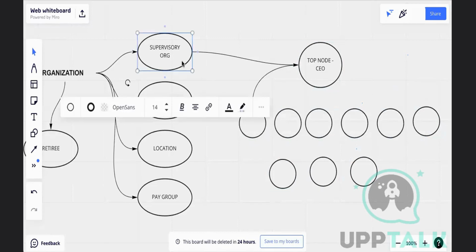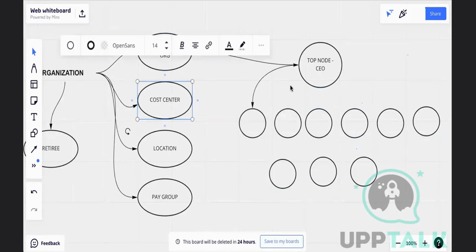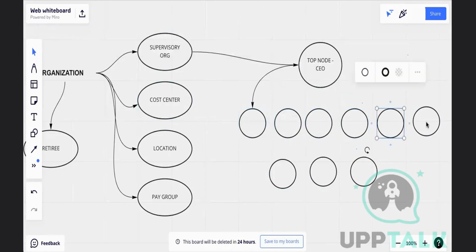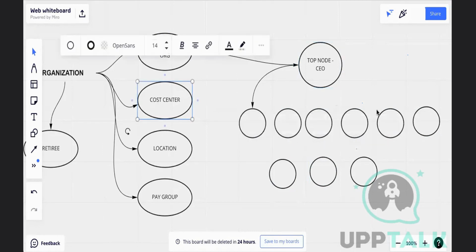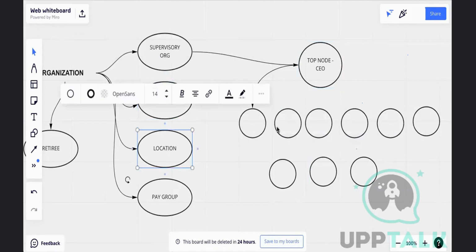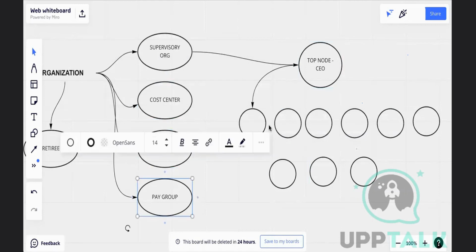All these different types of organizations look something like this visually. You will have a top node, some nodes below the top node, then multiple subnodes below one of these nodes. And that hierarchy flows on. And the inheritance flows from top to bottom. Any characteristics, which we'll definitely talk about, will be inherited by these organizations as well. In a similar way, the cost center structure looks like this, the location structure looks like this, the pay group structure also looks like this.